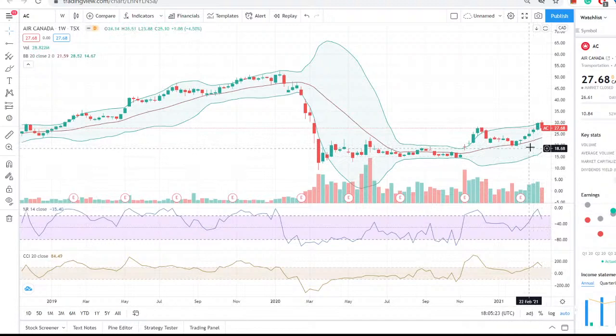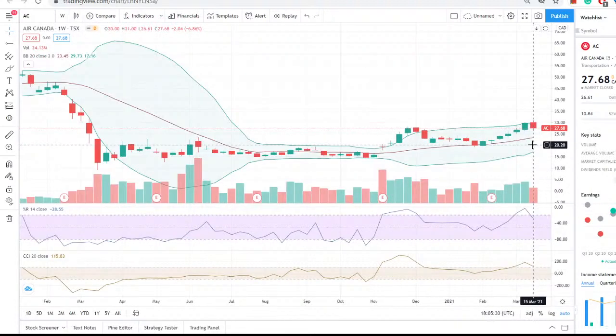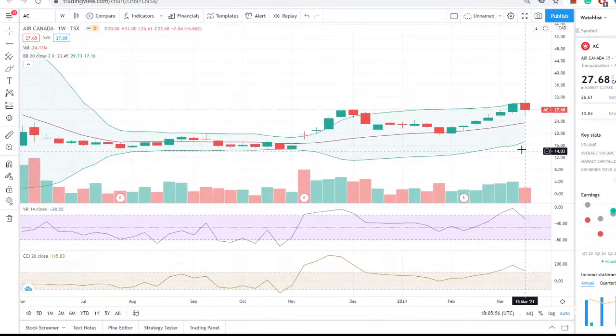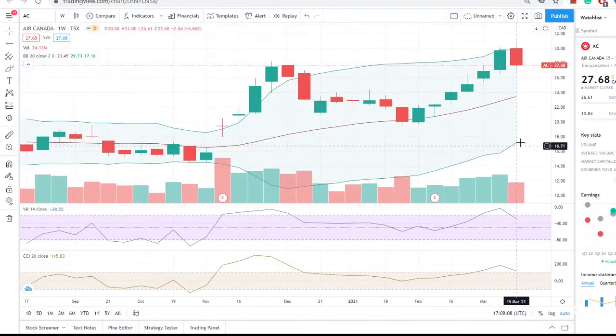You could nibble at 20 comfortably. At 20 or 18, at 19.70, you can comfortably nibble. And for that, the stop loss can be $2 less than that. For 20, you can give a stop loss at 18.70, $1 less than the lower Bollinger Band, in case it comes up to 17 and then moves up.